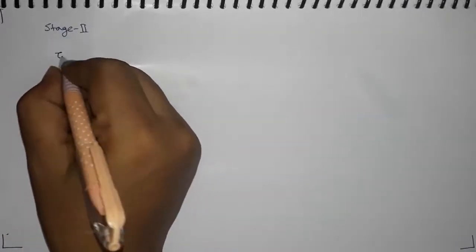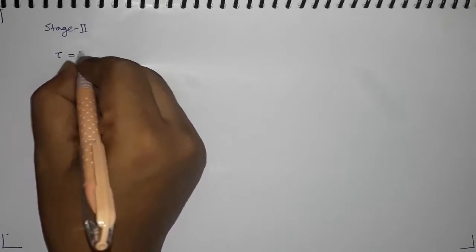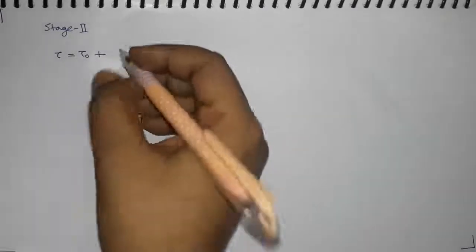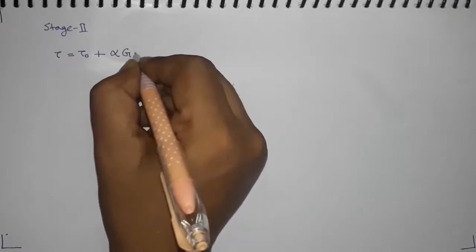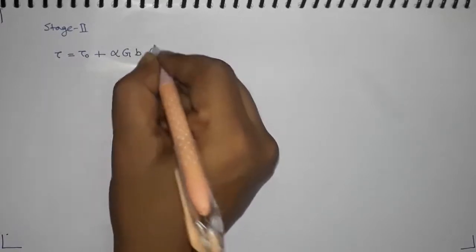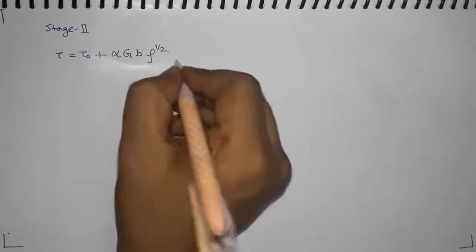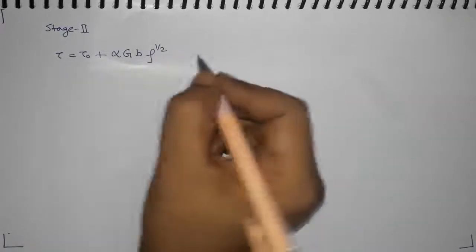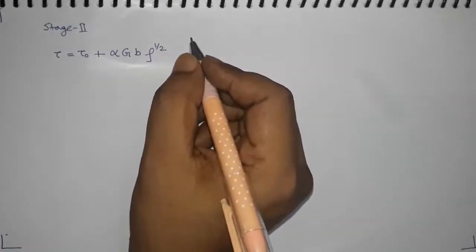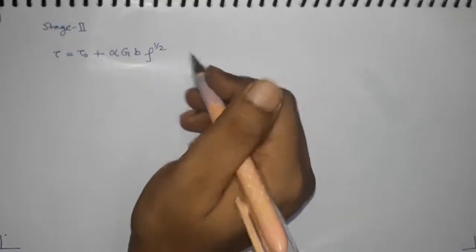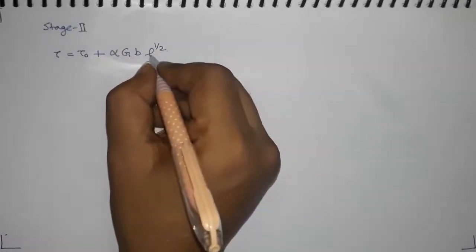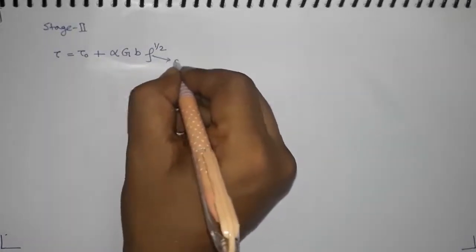What happens in stage 2 can be described by saying that the shear stress is a function of a constant of proportionality, shear modulus, Burgers vector, and dislocation density. So in stage 2, dislocation density matters. If you have more dislocations, then they will be intersecting more, blocking more, and causing more strain hardening. Okay, so this rho defines the dislocation density.